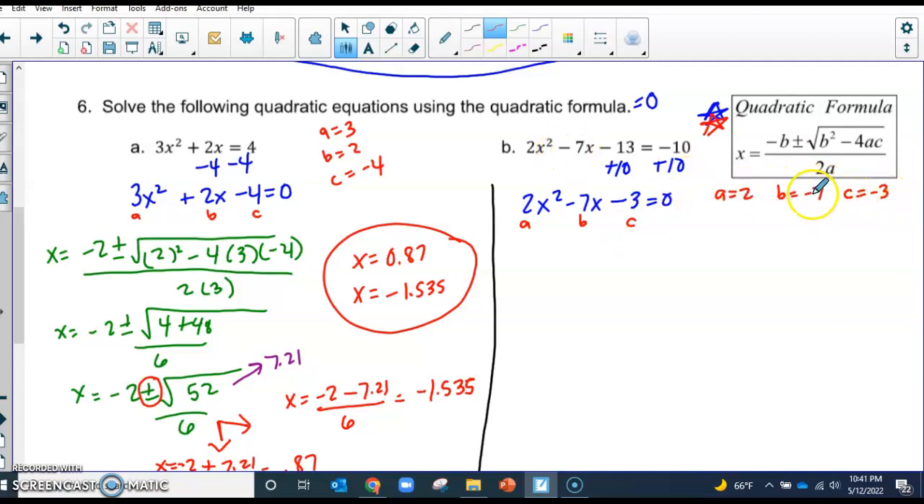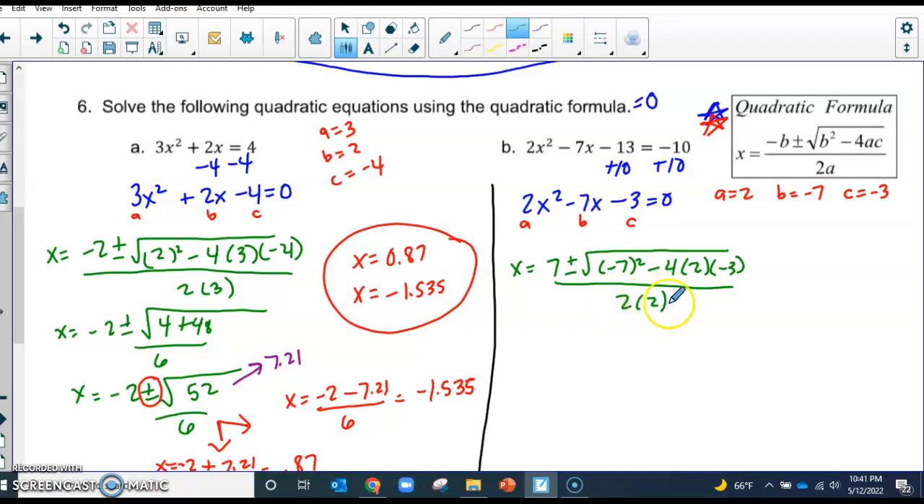Notice my B being a negative 7 here, 2 negatives are going to be a positive. So to start out, I'm going to have x equals positive 7 plus or minus the square root. Now it's going to be negative 7 squared minus 4 times A times C, all divided by 2A. Notice here, as I'm starting to get ahead of myself, starting to solve what's under the square root.